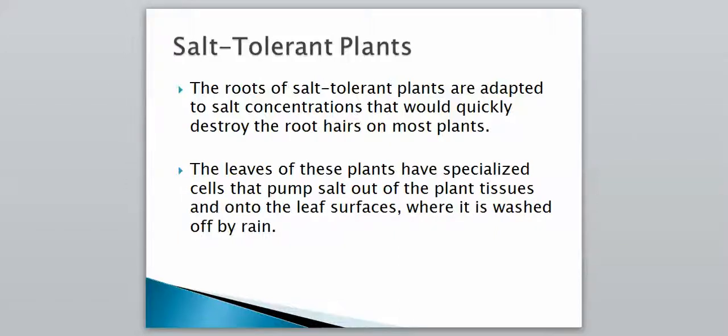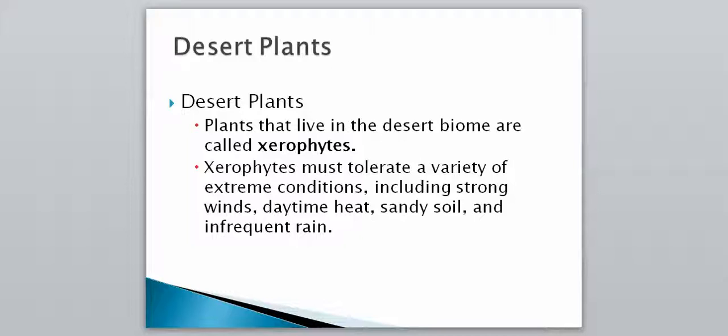Our next are desert plants. And this is really extreme because we know plants need water to survive, and there's not a lot of water in the desert. So we have a specific name for plants that live in the desert biome, and these are called xerophytes. That's how you say that, another long word to add to this chapter. And xerophytes must tolerate a variety of extreme conditions that include strong winds, daytime heat, sandy soil, and infrequent rain.